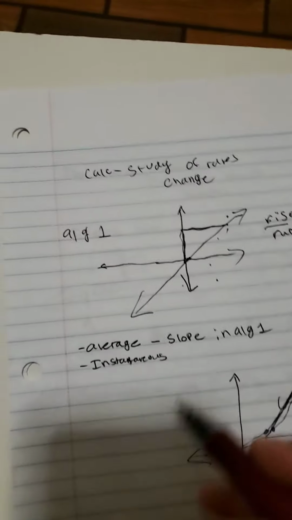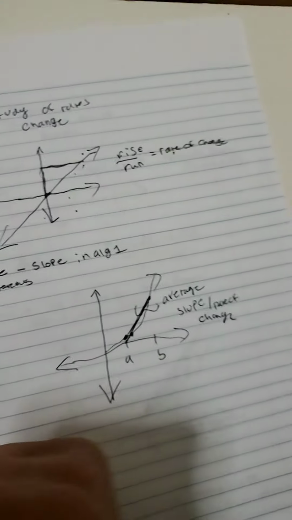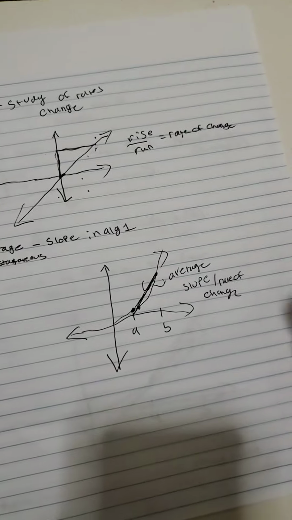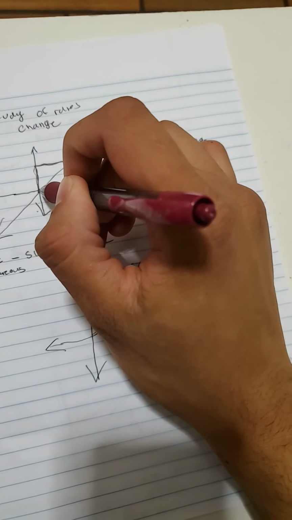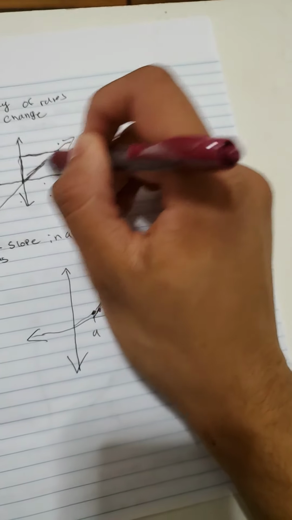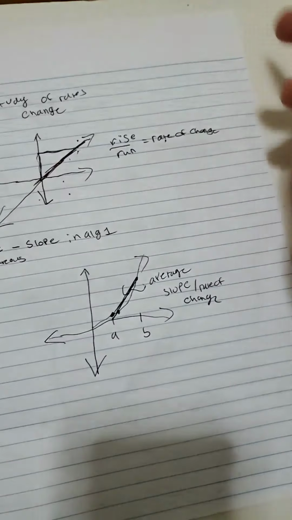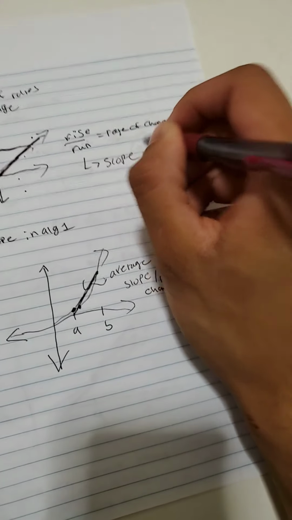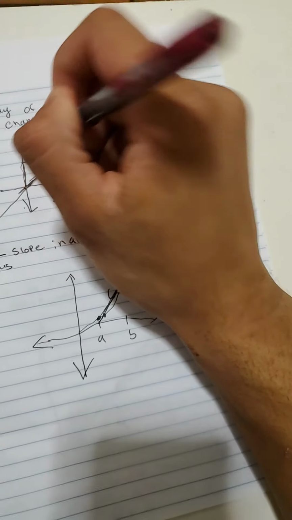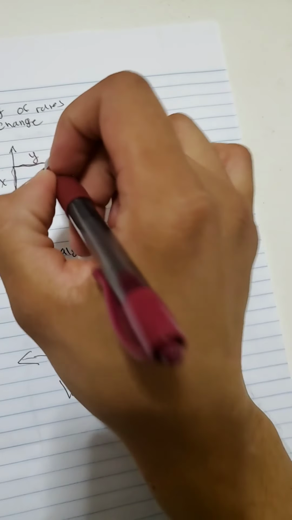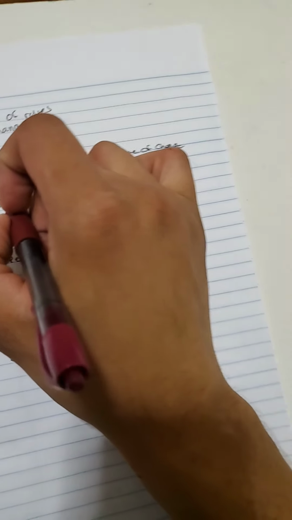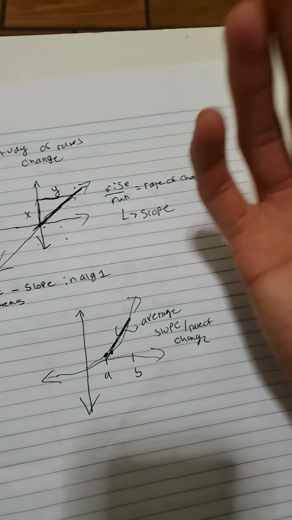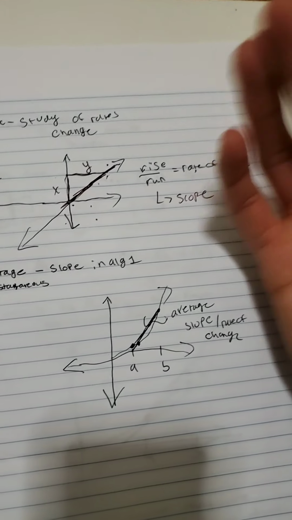So let's hop right into it. Okay, so what is calculus? Calculus is defined as the study of rates of change. In Algebra 1, if we're given a linear function, the rate of change of this is its slope. Its slope is the rate of change, the rise over run. So this is the rate y changes with respect to x. And that definition works for linear functions.